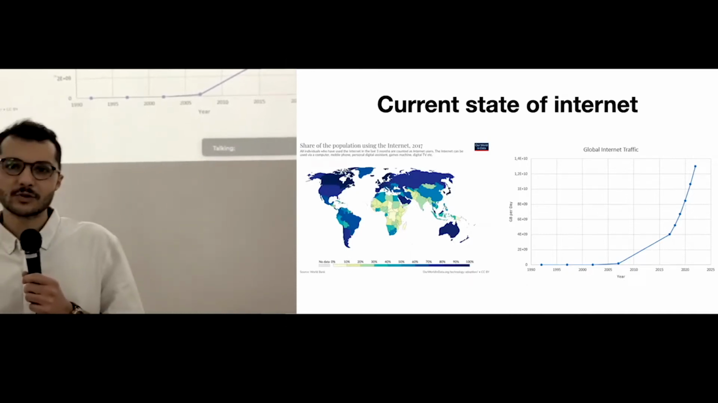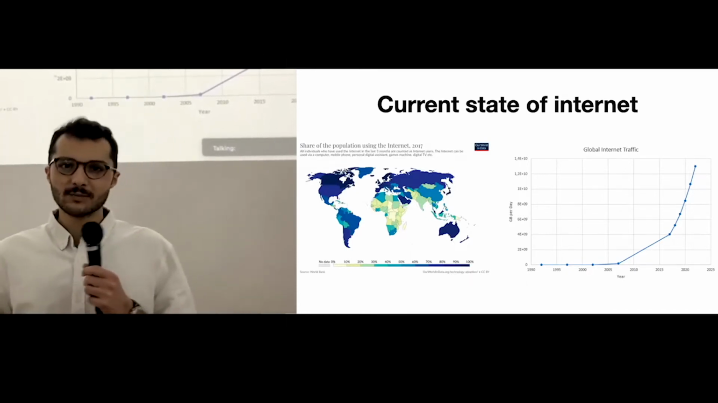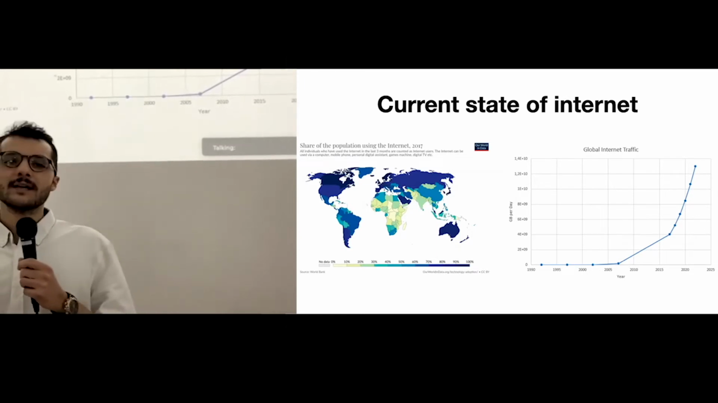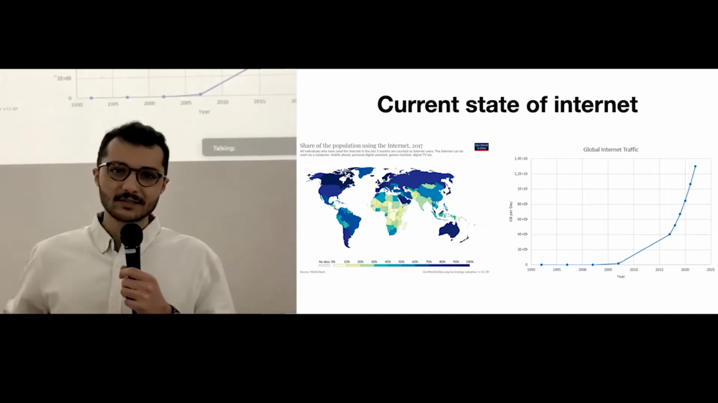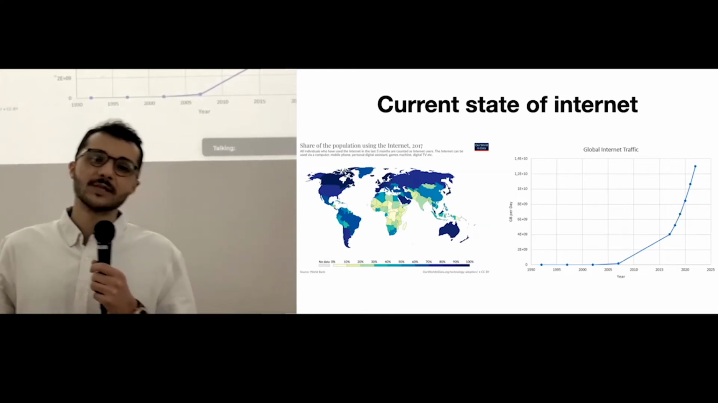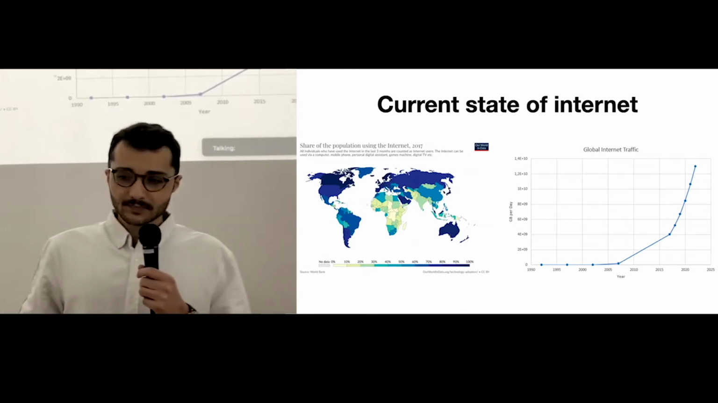So the internet has revolutionized our life. It has basically shaped what we do over the last 20 years. It's a very important aspect in our lives. And clearly, as you can see, there's a direct correlation between developed countries and internet use.